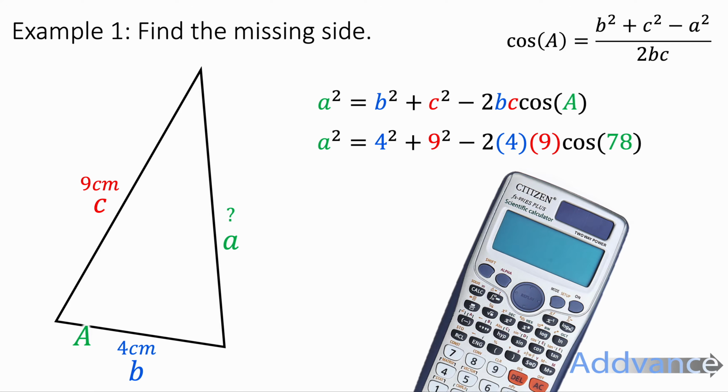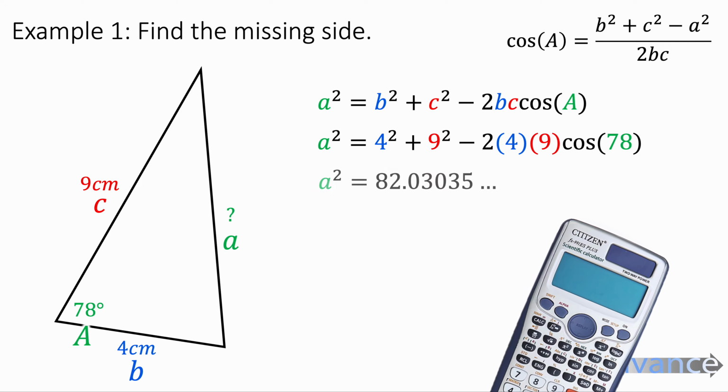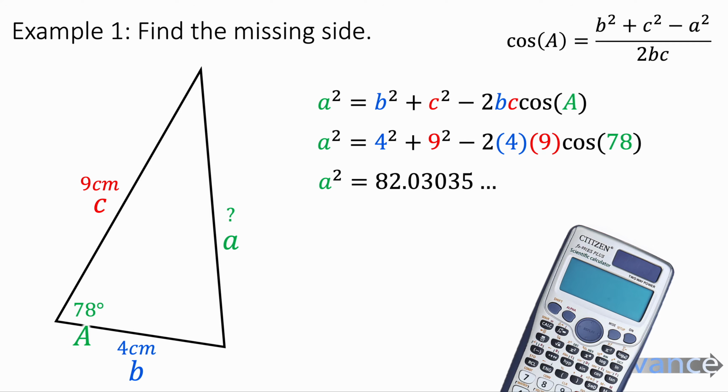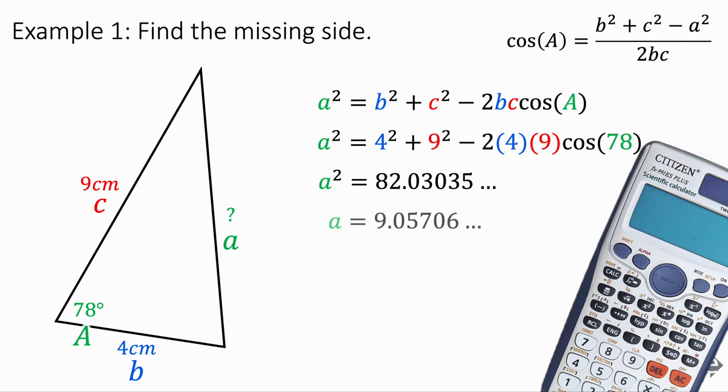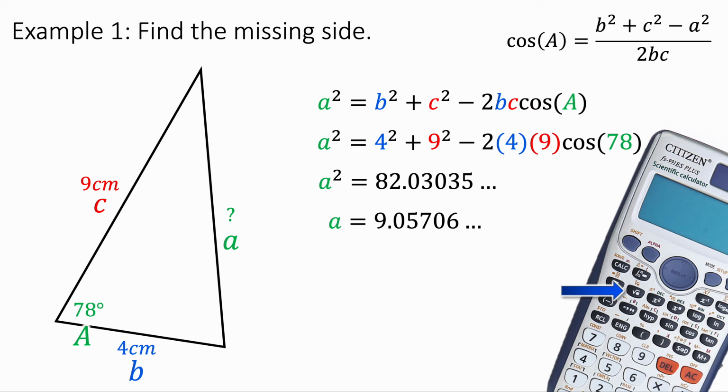Now, we type that into a calculator, and when typing it in, we will need the square button and the cosine button. I'm pointing those out to you on the calculator here. When you type that in, you should get 82.03035. Just check that you do get that correct. It's important that you can type that in correctly into your calculator before we continue. Now we use the square root button to get rid of the a squared, and we get a is 9.057, which is 9.1 centimeters, and that's the final answer. That's how we find a length using the cosine rule.